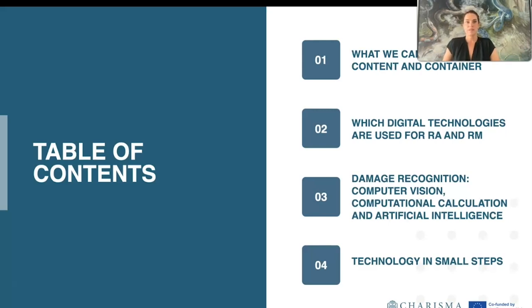So let's see together the topics of today. The first one is what we can digitize, both content and container. The second is which digital technologies are used for risk assessment and risk management. The third one is an example of a high level of technology, for example, damage recognition through computer vision, computational calculation, and artificial intelligence. And the last one is technology in small steps, some sentences useful for us.